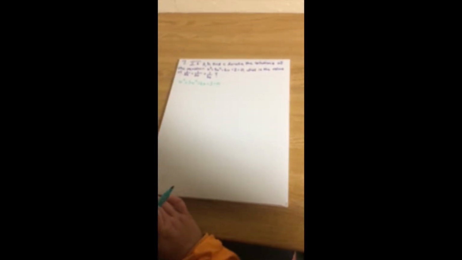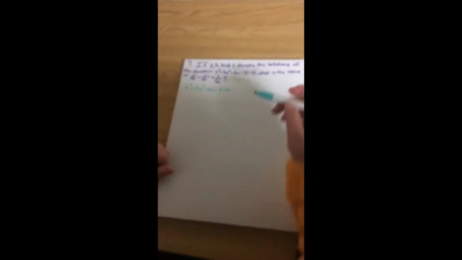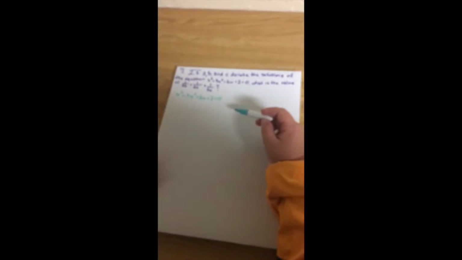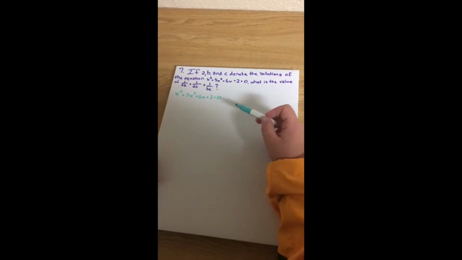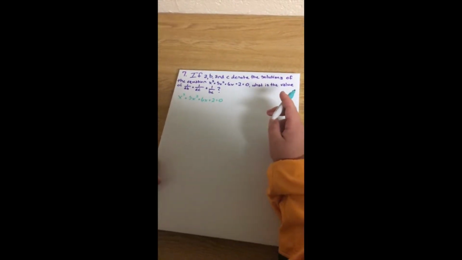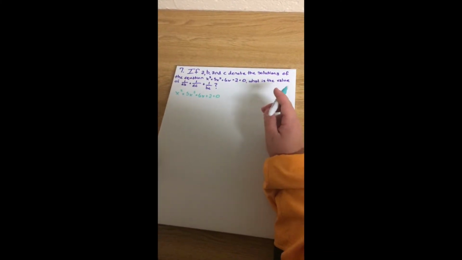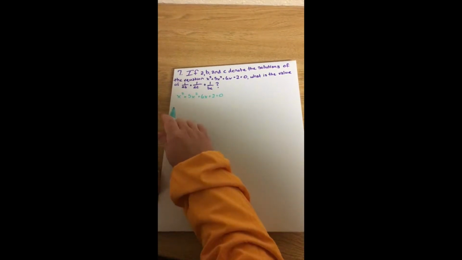For problem set number 2, I had number 7. Number 7 asks, if a, b, and c denote the solutions of the equation x cubed plus 5x squared plus 6x plus 2 equals 0, what is the value of 1 over a times b plus 1 over a times c plus 1 over b times c? So you start with your equation here.